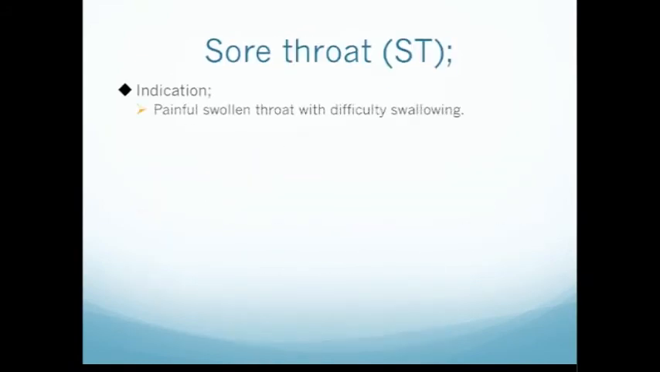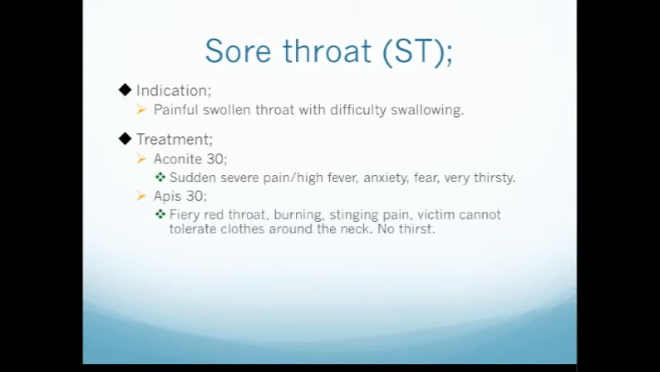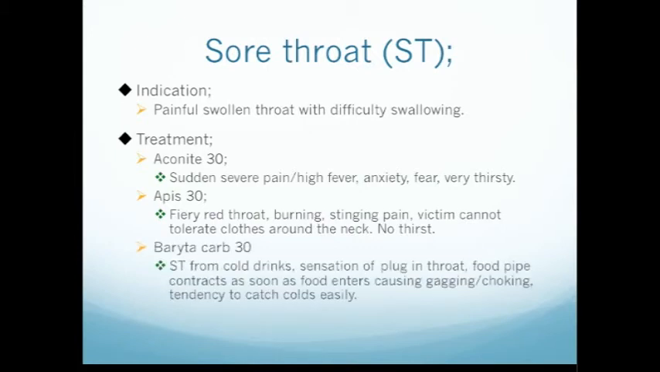Sore throat, a painful swollen throat with difficulty swallowing. Treatments include aconite 30 for sudden severe pain, high fever, anxiety, fear, and a sense of being very thirsty. Apis 30 is good for fiery red throat, burning, stinging pain the victim cannot tolerate, clothes around the neck, but there's no thirst.